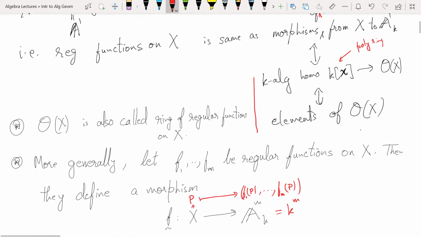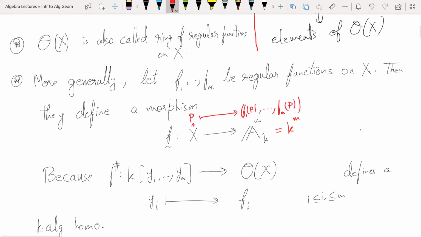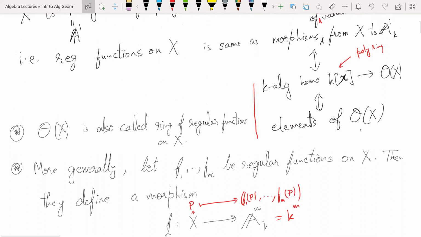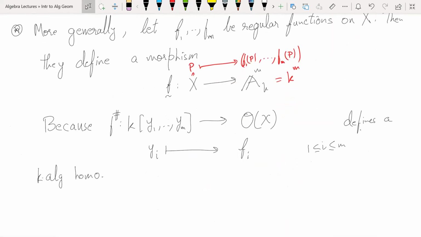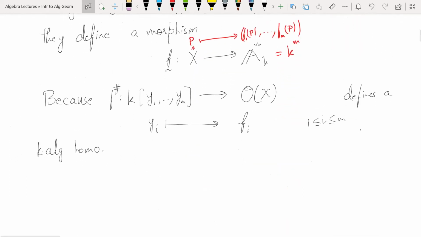That I should have done here as well. Or maybe let me do this. Okay, there is space here, so let me just do this.